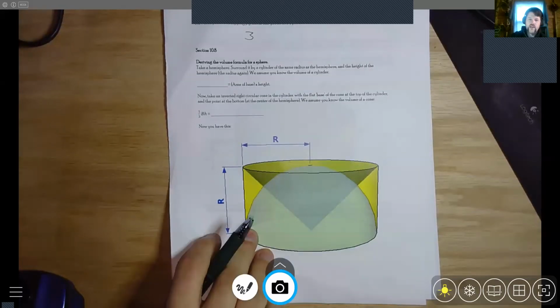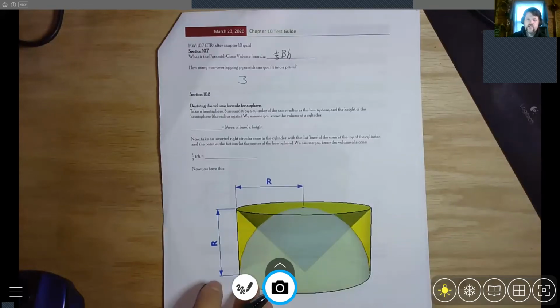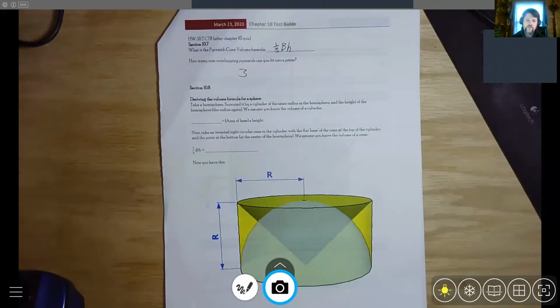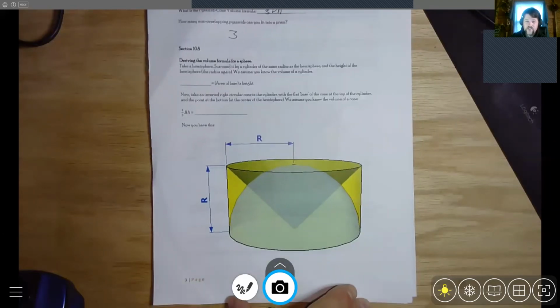All business. All right, you will need your chapter 10 notes. And as you see, the volume formula here is 1/3 area of the base times the height for a pyramid or a cone. And the next question, how many non-overlapping pyramids can you fit into a prism? The answer is 3. And that's assuming that the prism and the pyramid or cone have the same base and the same height.